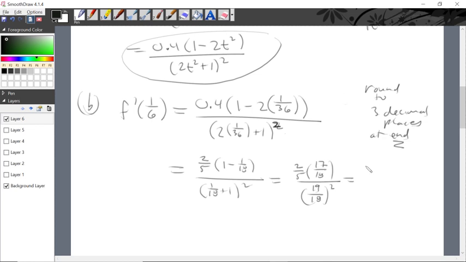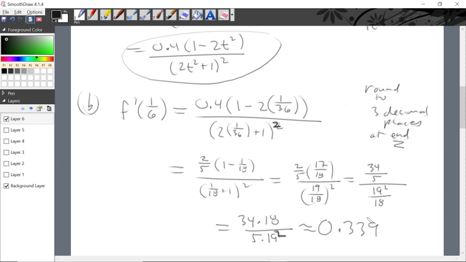Not much else cancels, right? So you get 34 over 5, and the denominator looks like 19 squared over 18. So 34 times 18 over 5 times 19 squared. I'm going to go to the calculator with that expression to get an approximation. 34 times 18, divided by the quantity, I'm using a parenthesis here, 5 times 19 squared.